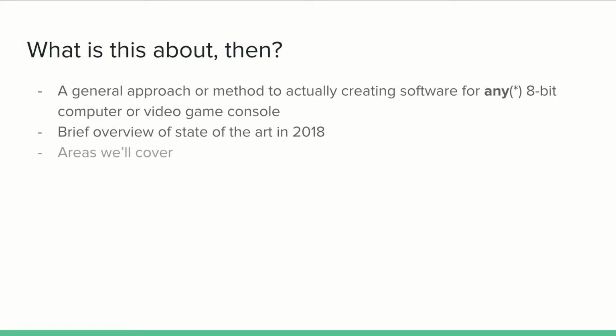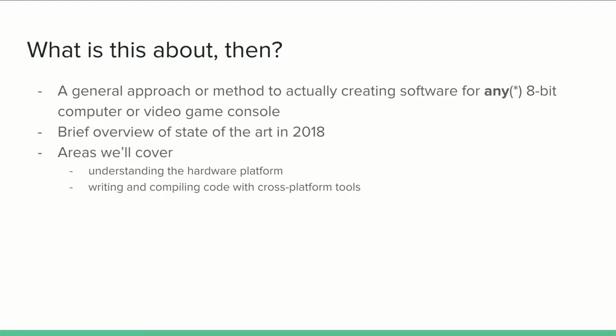software. And the areas we'll cover is how do you understand the hardware platform? How do you approach the actual machine you're developing for, be it a computer or a console? How to write and compile code with cross-platform tools. What tools to use for graphics and sound. I will go through some of them, but this is only barely scratching the surface of what's out there, thanks to the internet. And also how to test and debug with emulators and real hardware. So when you've actually compiled your program, how do you actually test it, and what can you use for that?